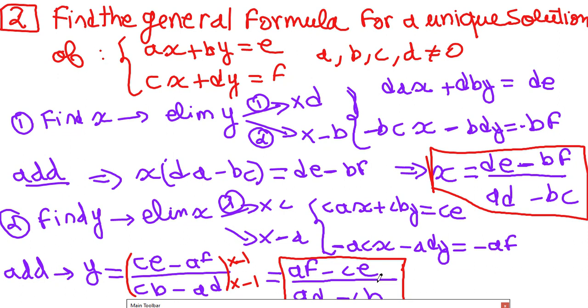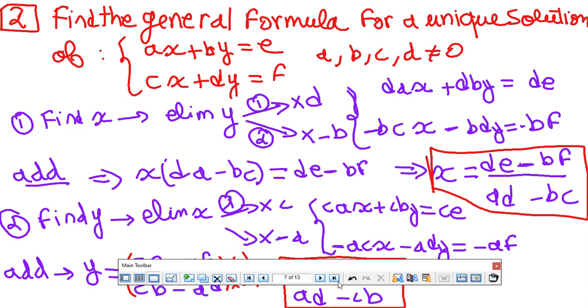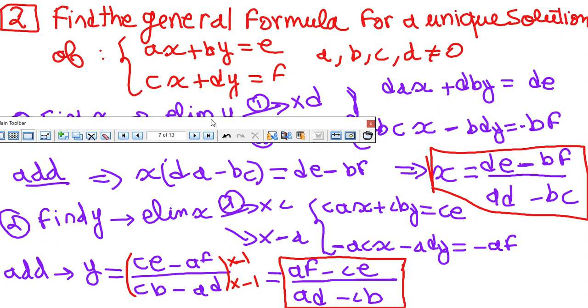But to have, guys, the same denominator ad minus bc, what I did here is I multiplied up and down by minus 1 to have the same denominator for x and y, so we'll be able to memorize it more easily. So y is equal to af minus ce over ad minus cb. Now, to understand all what I did here, the best way is to solve an example like this example.